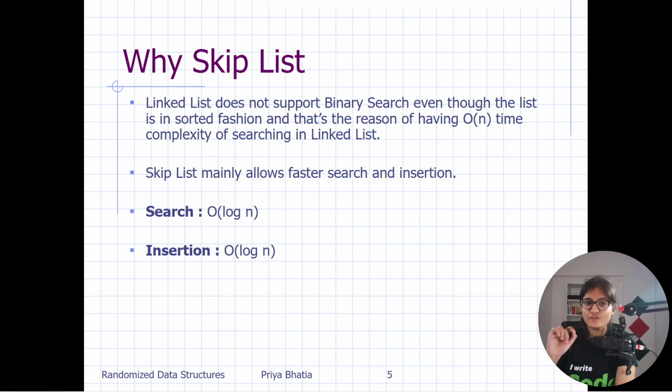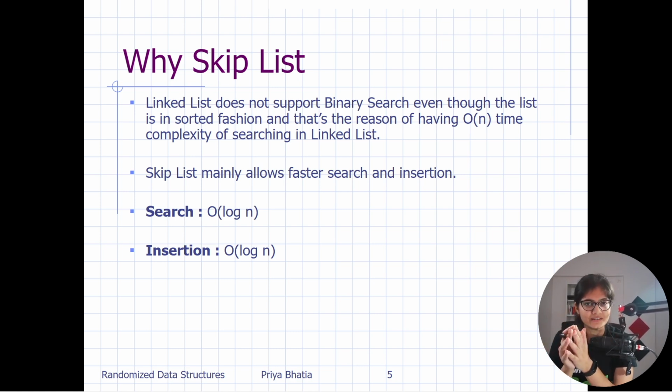So let's see. First of all, why skip list? I gave you the intuition that skip list usually is the generalization of a sorted linked list. Why is it required? Because a linked list doesn't support binary search. Even though I have a linked list which as a whole is in a sorted fashion, if I want to search any node inside that list, I have to traverse all the way along. I don't have any other option. That's the simple problem I was facing in case of a linked list.